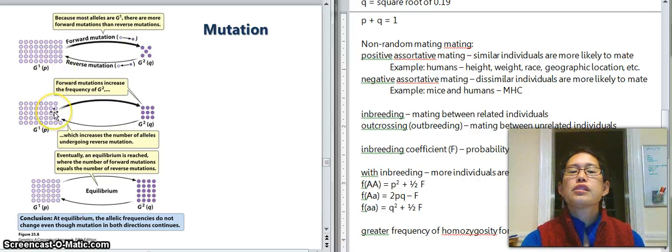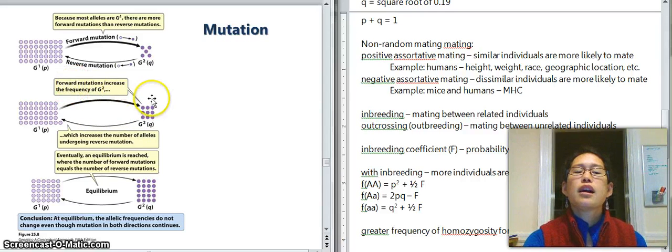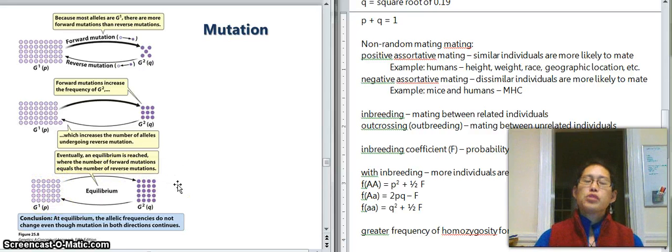And at first, the frequency of forward mutations is greater than the frequency of reverse mutations, which is normal. Mutation rates are generally faster for forward mutations than reverse mutations. Eventually, the population reaches an equilibrium where the rate of forward mutation equals the rate of reverse mutation, and these allele frequencies stabilize. So mutation rate is a function of forward mutations and a function of reverse mutations.